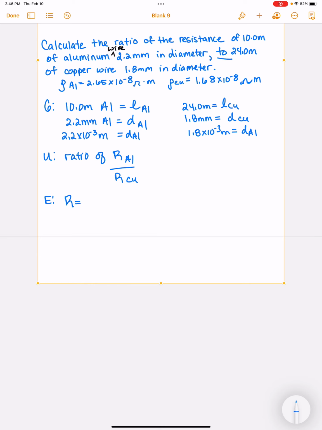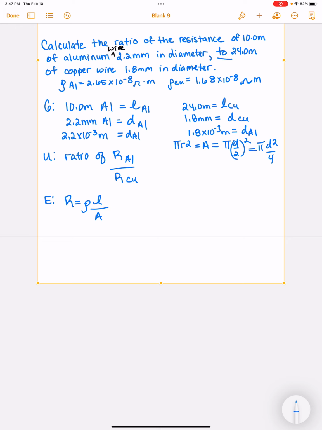So the resistance of anything here is going to be the resistivity, which is material dependent, times the length divided by the cross-sectional area. Well, again, we're talking about wires here, so that means that our area is going to be that of a circle. So we can also put that in our givens because it's a given, right? Pi r squared equals our area. That also equals pi d divided by 2 squared, which also equals pi d squared over 4.